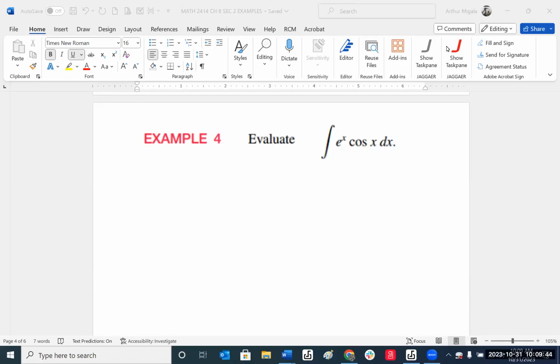All right, let's continue where we left off last time when my computer died. We were doing this equation: the integral of e to the power x cosine x dx. Remember, we're integrating by parts.